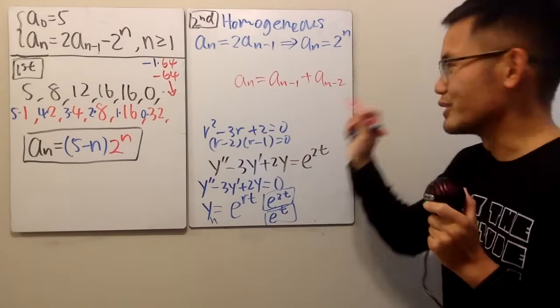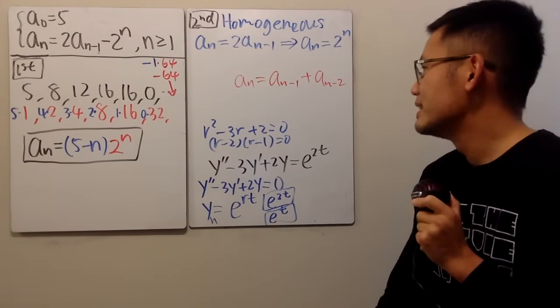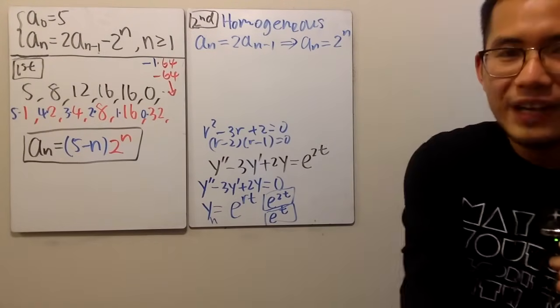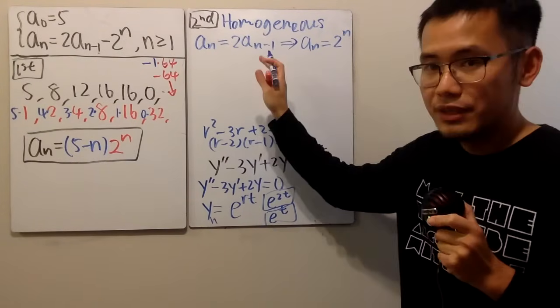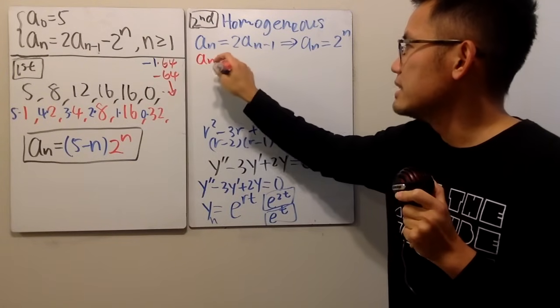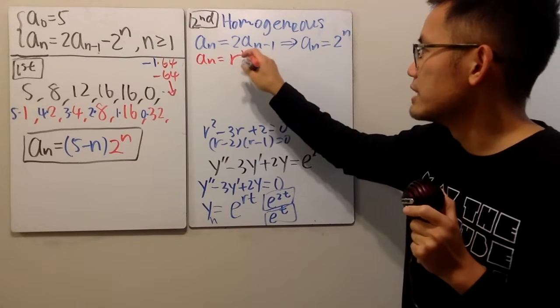It's not so easy to just look at this and then figure out what the base should be, right? So this is how you are going to do it. It's very similar to what we just did right here. When we have this, well, our initial guess is that a_n is equal to r, again for some base, and then raised to the nth power.